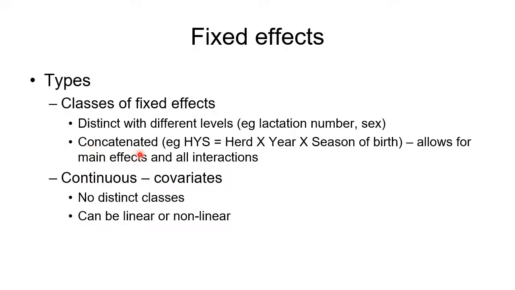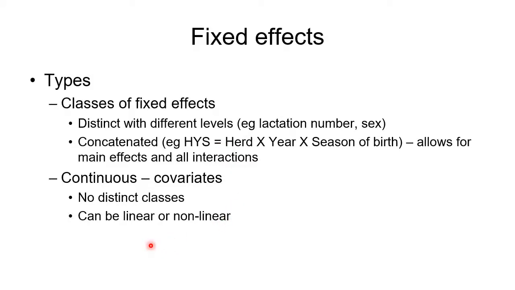It can also be what we call concatenated, like herd, year, season. So we have a class for each herd, year, and season of birth of the calves. So if you have a herd with 2 seasons, you'll have herd 1, season 1, and season 2 as 2 different classes. Or 2 years, and you have 2 seasons in each of those years, you end up with herd 1, year 1, season 1, herd 1, year 1, season 2, and so forth. So that allows for main effects and all the interactions that could possibly be between all these classes.